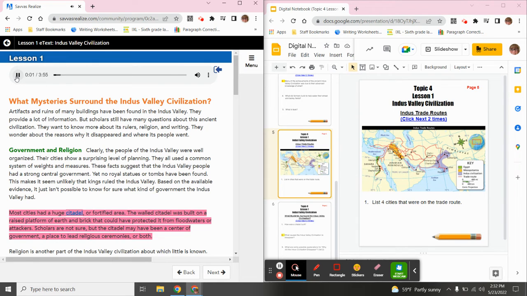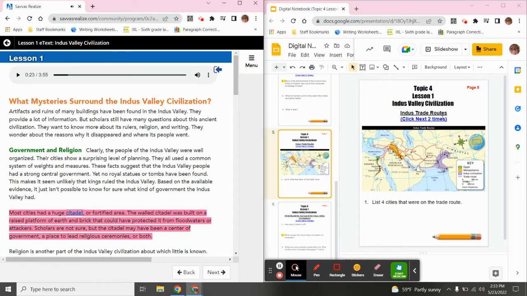What mysteries surround the Indus Valley civilization? Artifacts and ruins of many buildings have been found in the Indus Valley. They provide a lot of information, but scholars still have many questions about this ancient civilization. They want to know more about its rulers, religion, and writing. They wonder about the reasons why it disappeared and where its people went.